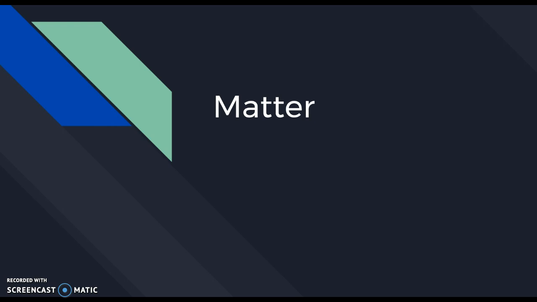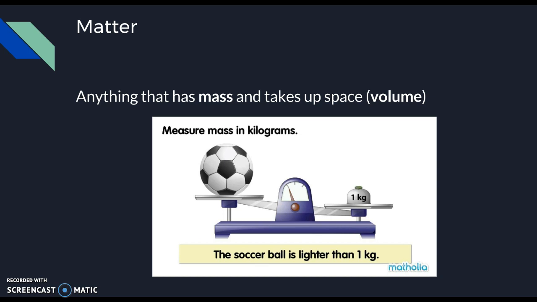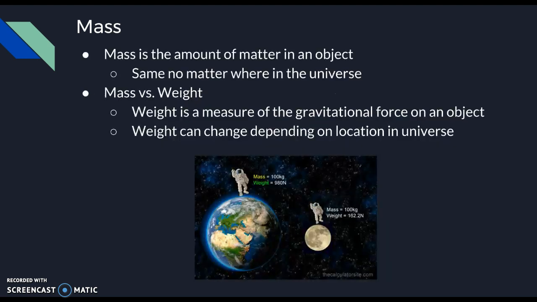Matter. What is matter? Matter is anything that has mass and takes up space. So we're going to go over what mass and volume are so that you can help to understand matter. Matter is basically how much stuff you have in you, or the object that we're talking about. So mass is the amount of matter, how much of it is in whatever object we're talking about.